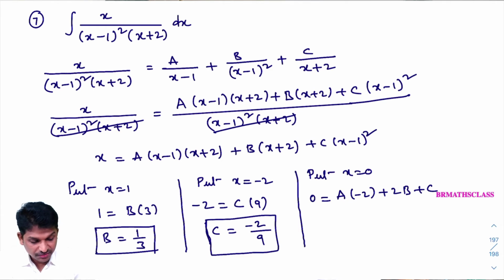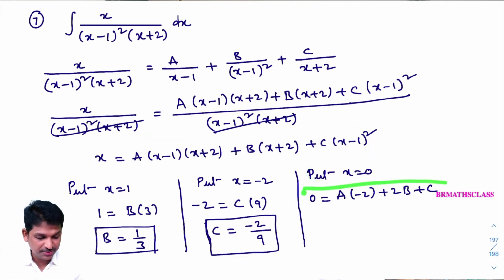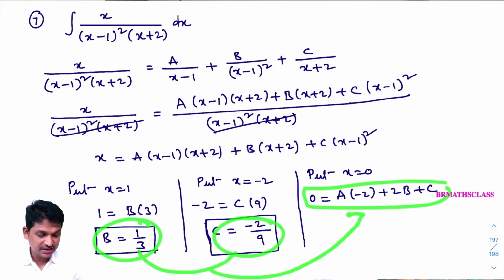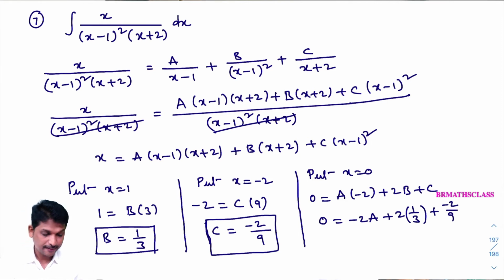You observe here, when I put x equal to 0 in this equation, I got an equation in terms of a, b, c. I already know the b value and c value. Now these two values I will substitute here so that I can get the value of a. That is the tricky part here. So 0 equal to minus 2a plus 2 into, what is the b value? B value is 1 by 3. Plus, what is the c value? C value is minus 2 by 9.